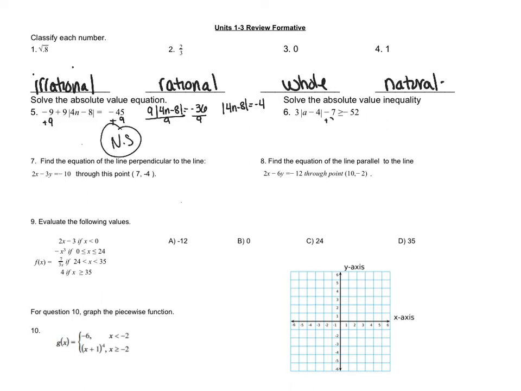All right, for this one, we're going to add 7. So we get 3 absolute value a minus 4 is greater than or equal to negative 45. We're going to divide by 3. It's going to be absolute value of a minus 4 is greater than or equal to negative 15. This is always going to be greater than a negative number.